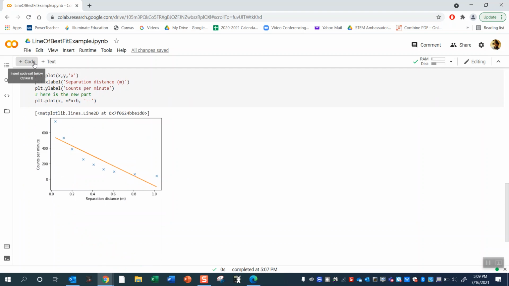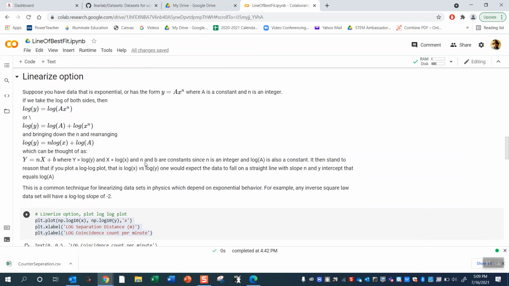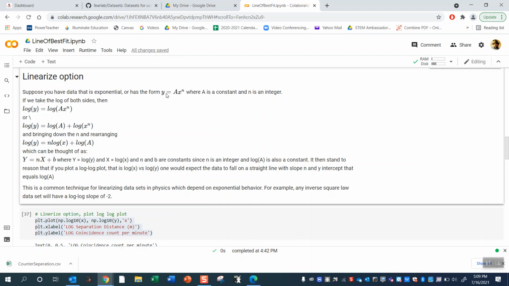I have another worksheet up here that I made with the log-log. There we go. And I'll attach this one into the YouTube description. But basically, suppose you have data that fits some sort of exponential formula, like y equals ax to the n power, where a is just some initializing constant, and n is some integer. So y could be ax squared or ax cubed, something like that.